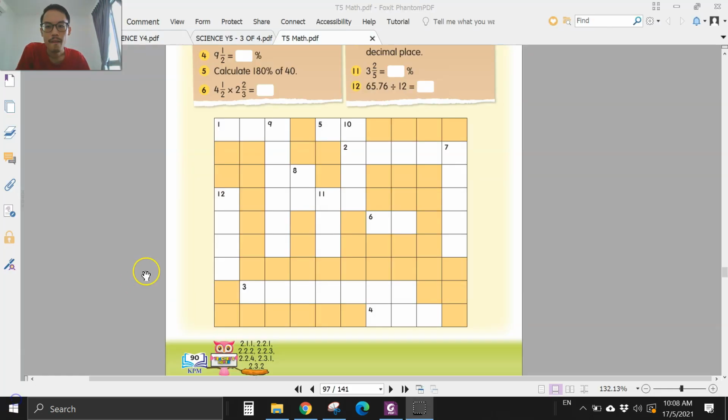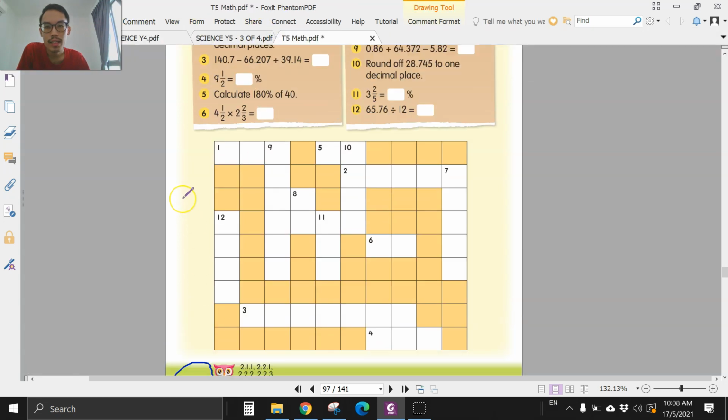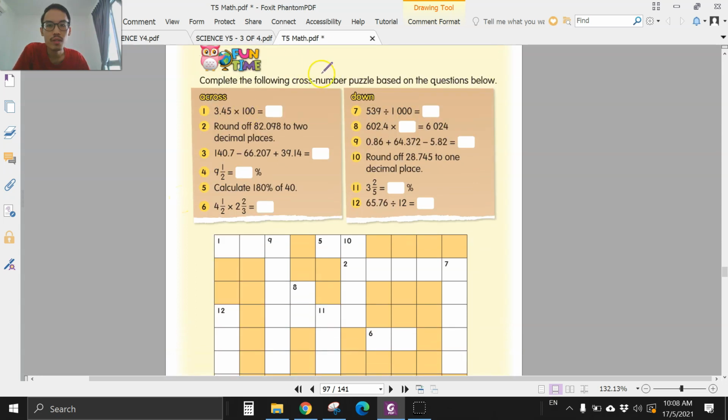Okay, your homework for today is an interesting one. Okay, look at page 90, muka surat 90. Instead of crossword puzzle, you have a cross number puzzle. Okay, so you have to complete this cross number puzzle based on the question below. So across means melintang, down means yang ke bawah. So for example, across number 1 is over here.